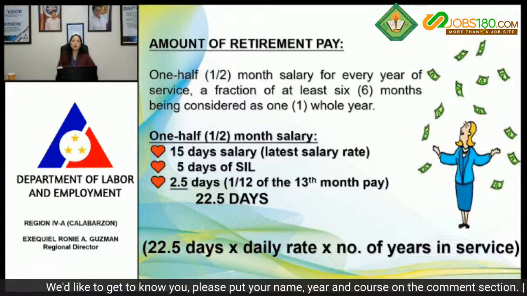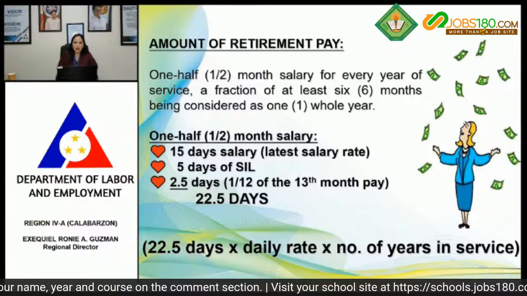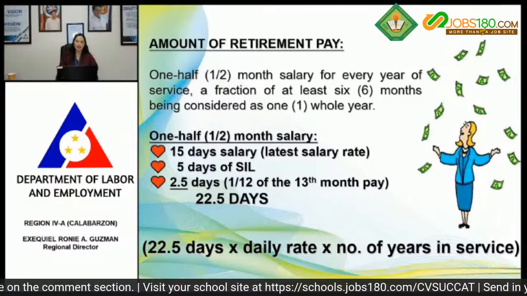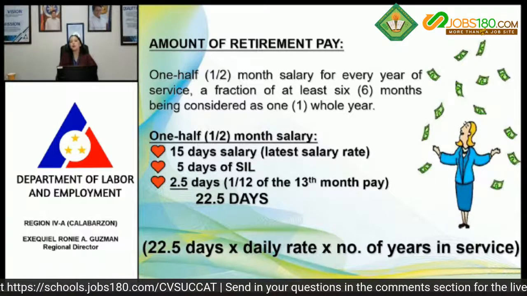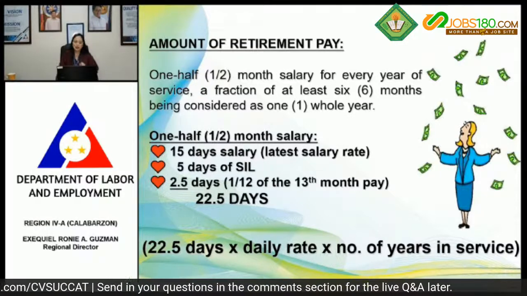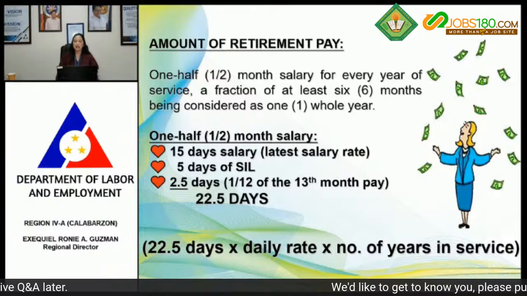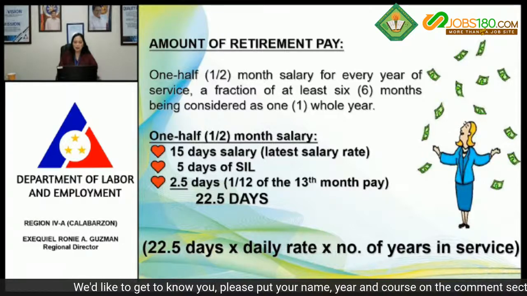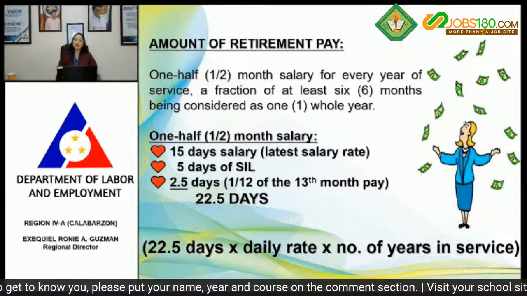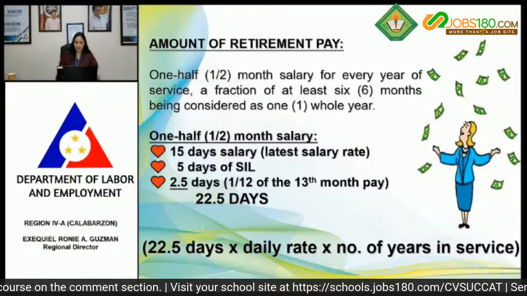So ano po ang inclusion sa 22.5? 15 days is yun po kalahating buwan yung sahod with the latest salary rate. 5 days po doon yung ating service incentive leave. And 2.5 po is the prorated 13-month pay, making it 22.5 days times daily rate. So kung malaki po yung sahod, matagal na kayo sa kumpanya, malamang malaki po yung retirement pay. Iba pa po to sa retirement pay na makukuha natin sa SSS and sa pag-ibig.